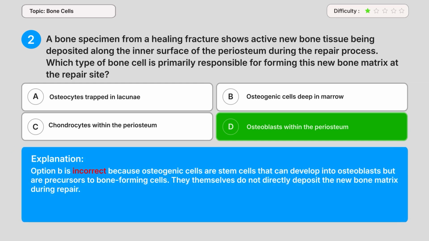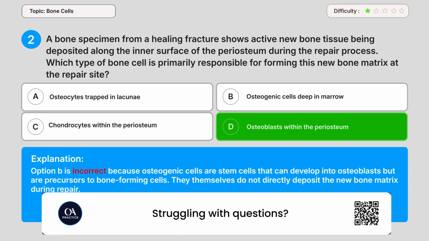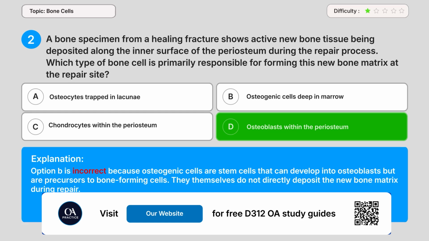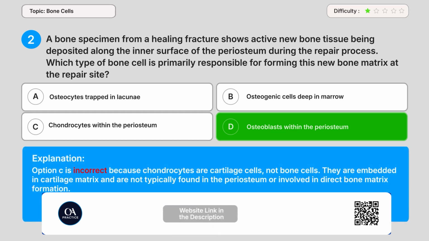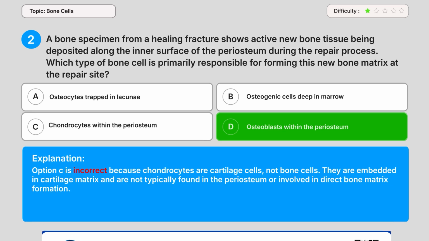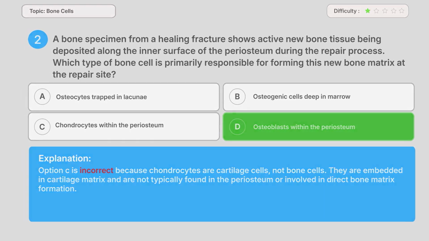Option B is incorrect because osteogenic cells are stem cells that can develop into osteoblasts but are precursors to bone-forming cells. They themselves do not directly deposit the new bone matrix during repair. Option C is incorrect because chondrocytes are cartilage cells, not bone cells. They are embedded in cartilage matrix and are not typically found in the periosteum or involved in direct bone matrix formation.